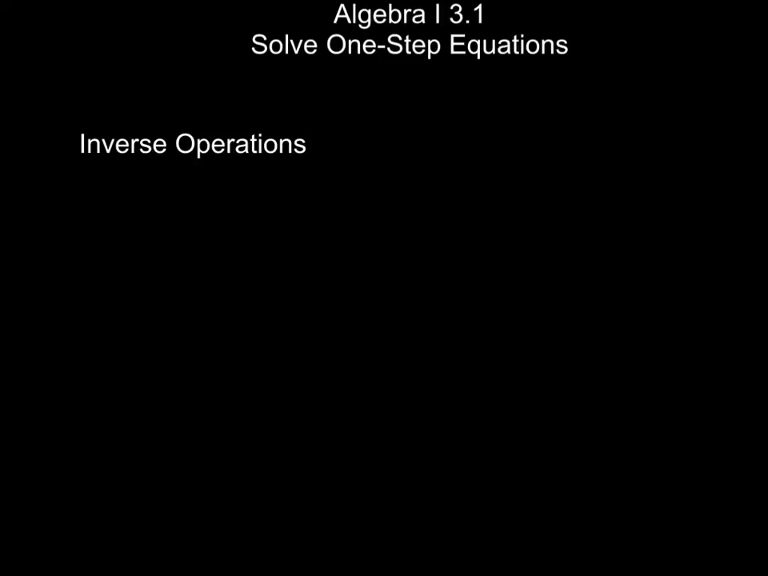Today in Algebra 1, Chapter 3, Section 1, we are going to look at solving one-step equations. To solve a one-step equation, you have to use inverse operations. What is an inverse operation? It's any operation that can undo another operation, such as addition can undo subtraction, subtraction can undo addition, multiplication can undo division, and division undoes multiplication. They are inverse operations. So let's look at how inverse operations can help us solve these one-step equations.